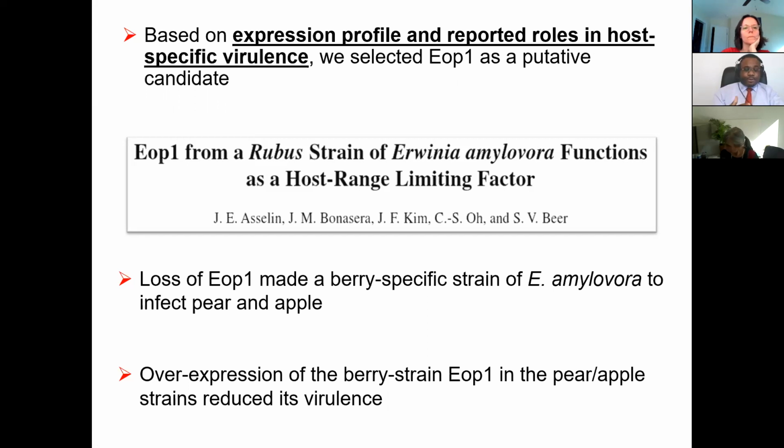When they overexpressed the Eop1 from the berry strain in the apple strain, it also reduced virulence. So they concluded that Eop1 from the berry strain actually functioned as a host limiting factor. Therefore, we hypothesized that Eop1 perhaps has a role in the virulence of Erwinia tracheiphila.